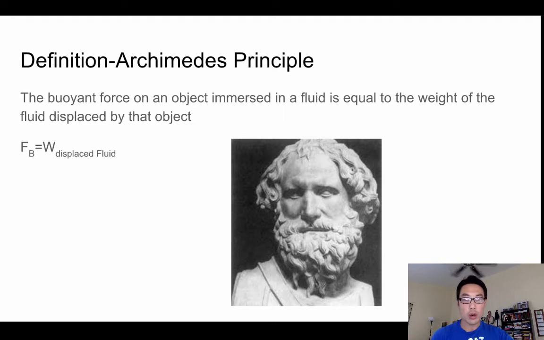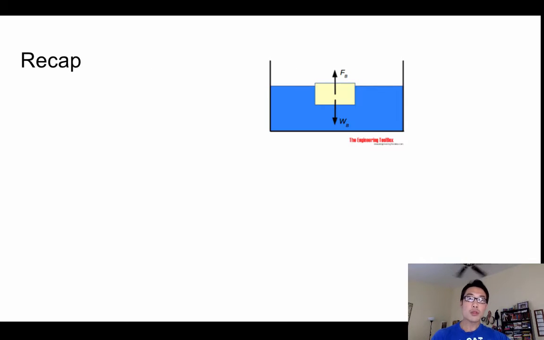All right, so the story goes, Archimedes discovered this principle while trying to prove whether something was made out of pure gold or not. The buoyant force of an object immersed in a fluid is equal to the weight of the fluid displaced by that object. And that mathematical equation describes it very well. Now, let's do a recap.